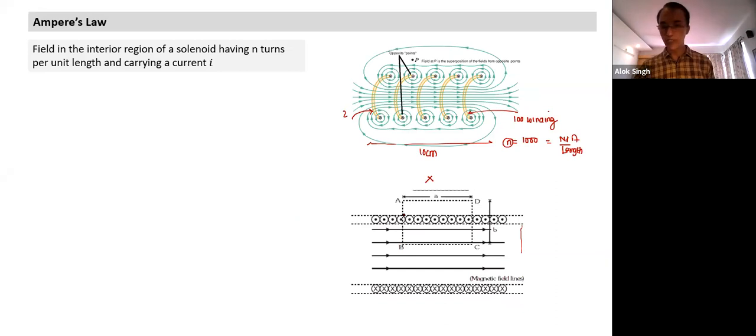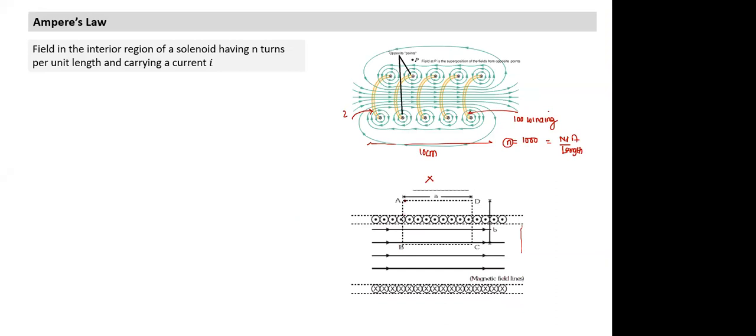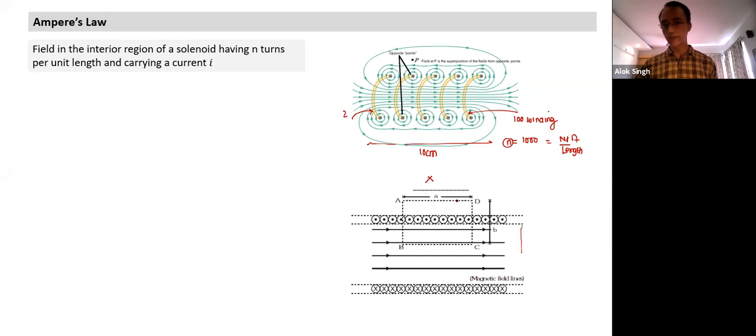So this is the cross section. We have taken a rectangular surface here. Two sides are lying along the axis and the two other sides are perpendicular. What is the rectangle? A, B, C, D. On this rectangle we are going to apply Ampere's law.